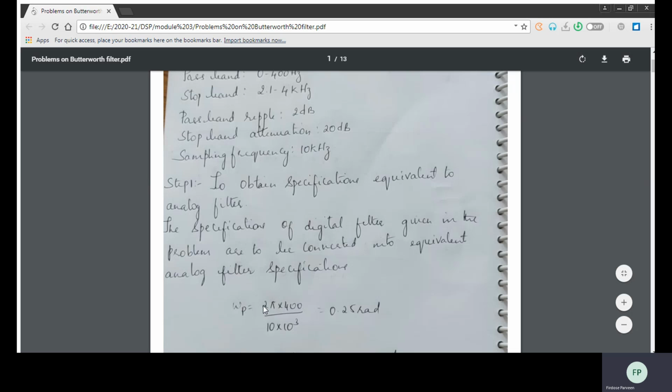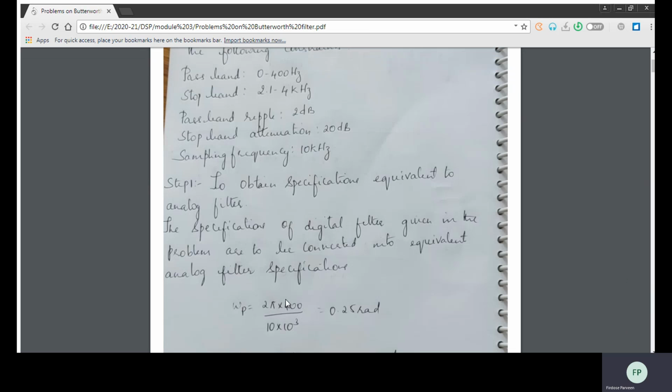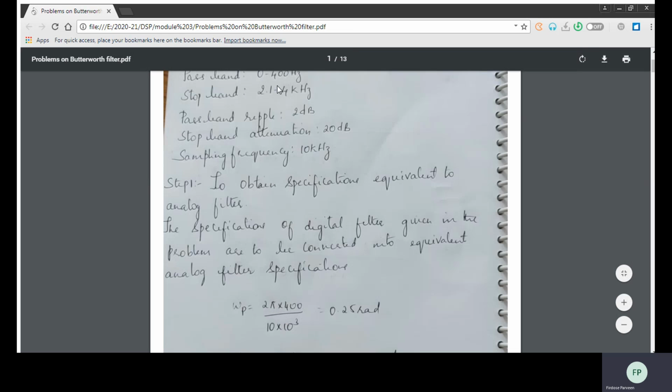So we need to convert that into radians. For that we'll be using the formula 2 pi f divided by sampling frequency, that is 2 pi into pass band frequency divided by sampling frequency. What is the pass band frequency? The maximum is 400 Hertz. So 400 divided by 10 kilohertz, that is the sampling frequency, and you'll be getting 0.25 pi radians.